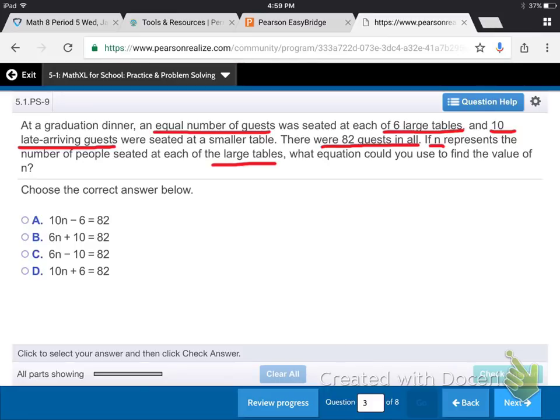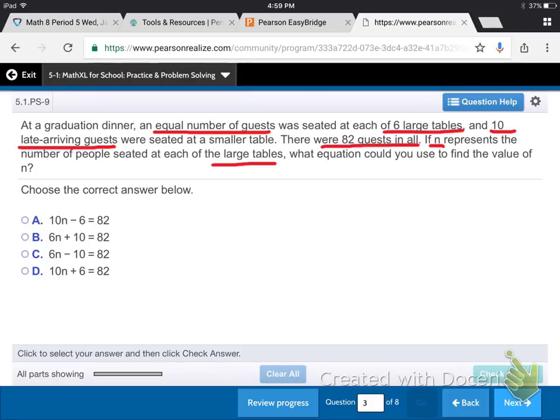Okay, well, an equal number of guests was seated at each of 6 large tables. Okay, and we don't know what that equal number is. It might have been 12 people, it might have been 8 people, it might have been 2 people, it might have been 27 people. We don't know, but we know there were 6 tables and they all had the same number of people at each table. So n is the number of people.